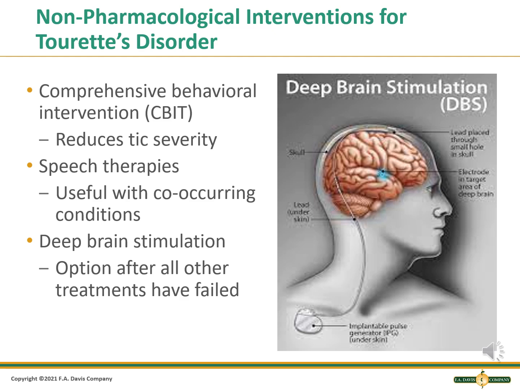Speech therapies are helpful when there are co-occurring conditions such as social language impairments, learning disabilities, or other communication disorders. Deep brain stimulation is experimental and involves surgical implantation of electrodes to stimulate communication areas of the brain. Deep brain stimulation is an option when all other treatments have been tried and found ineffective.